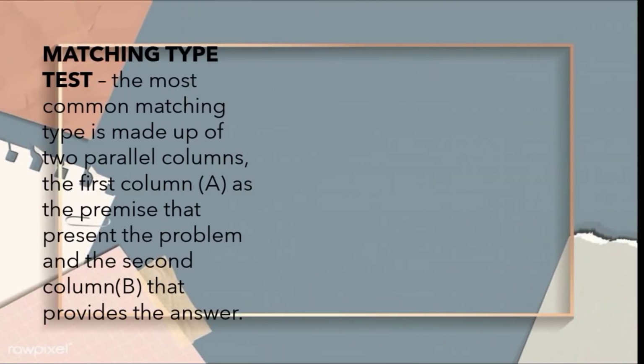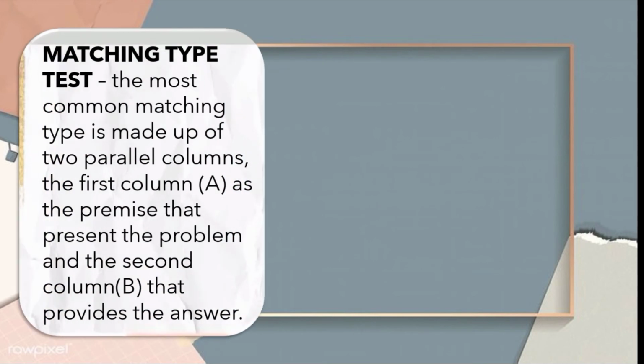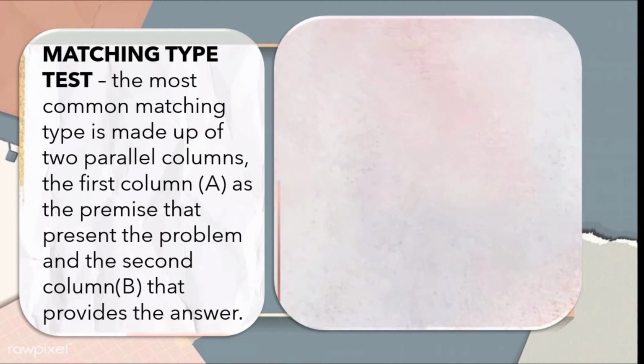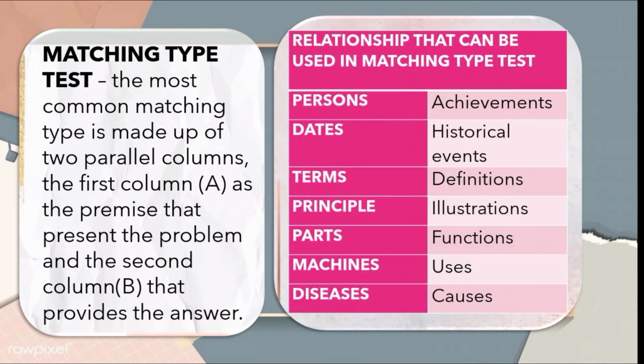And then the matching type test. This is the most common matching type is made up of two parallel columns. The first column A is the premise that presents the problem and the second column B provides the answer. And here is an example.